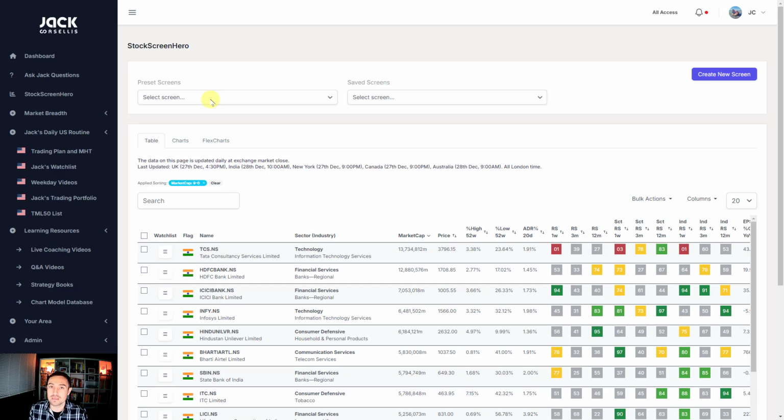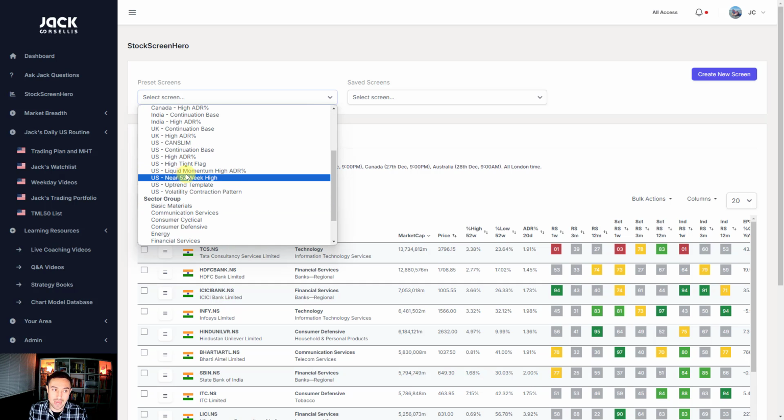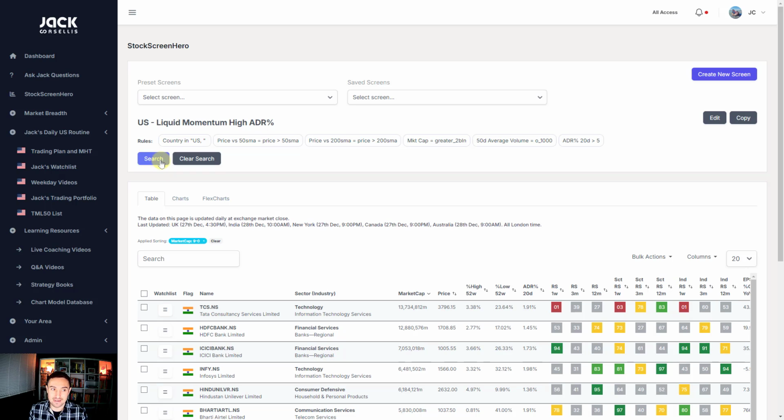If you want some of the preset screens that I think are really good at identifying those kind of setups, you can click here, okay? We have various exchanges: Australia, Canada, India, UK, and also the US. So what I'm going to do here is click US liquid momentum high ADR percentage. It's really this easy. Then I just click search there.